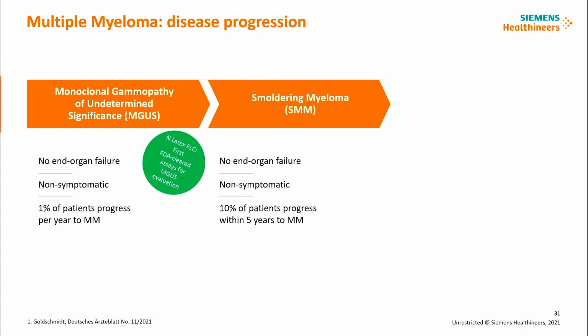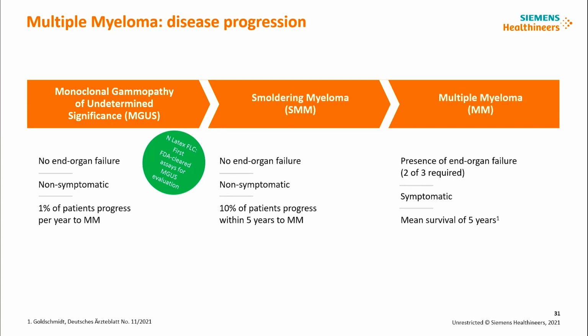In addition to that, as you know, the different stages of multiple myeloma start with MGUS, or monoclonal gammopathy of undetermined significance. This is a very early stage because only 1% of patients progress to the next stage, which is smoldering myeloma. So Siemens is the only free light chain assay that got FDA clearance for MGUS evaluation, the very early stage of multiple myeloma. And of course, this is because of the nephrometry and the in-latex technology that we are using.